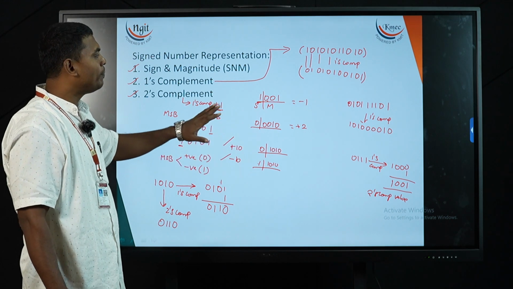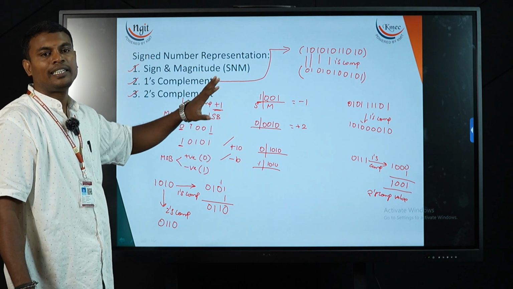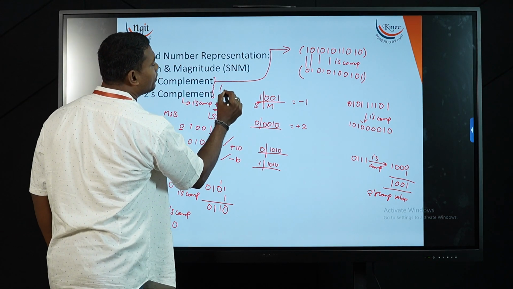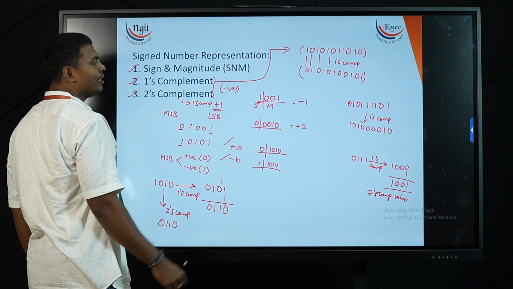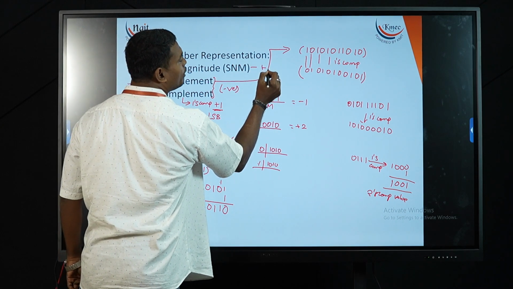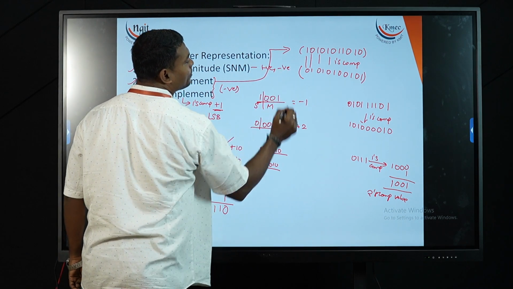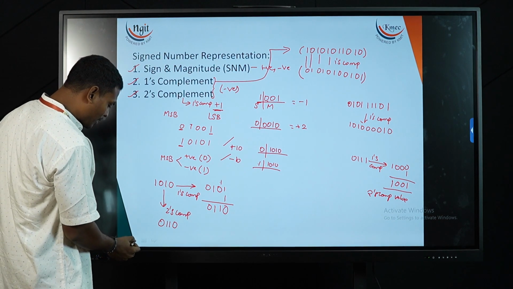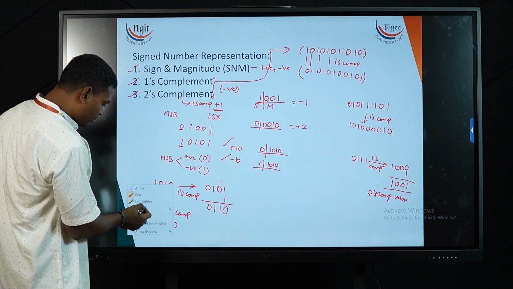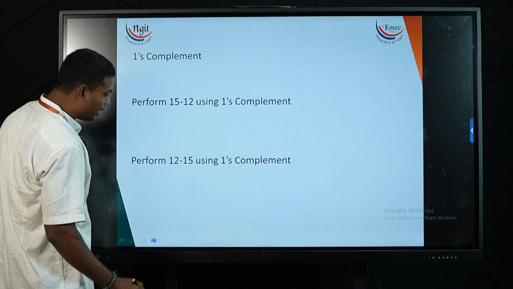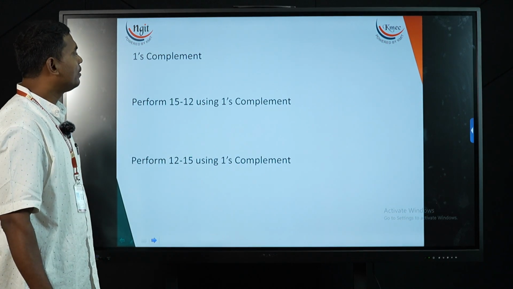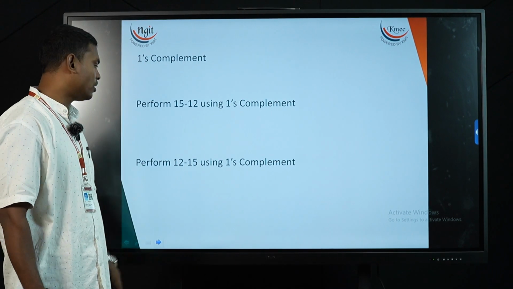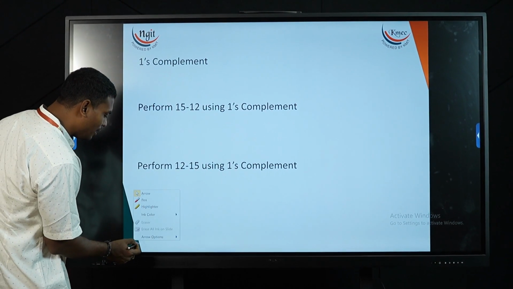You are going to apply the 1's complement technique or 2's complement technique only for negative numbers. Now this can be done for both positive as well as negative. Then let's get into the next topic. Now let's see how the subtraction of numbers goes with the 1's complement technique. We'll do it with examples.